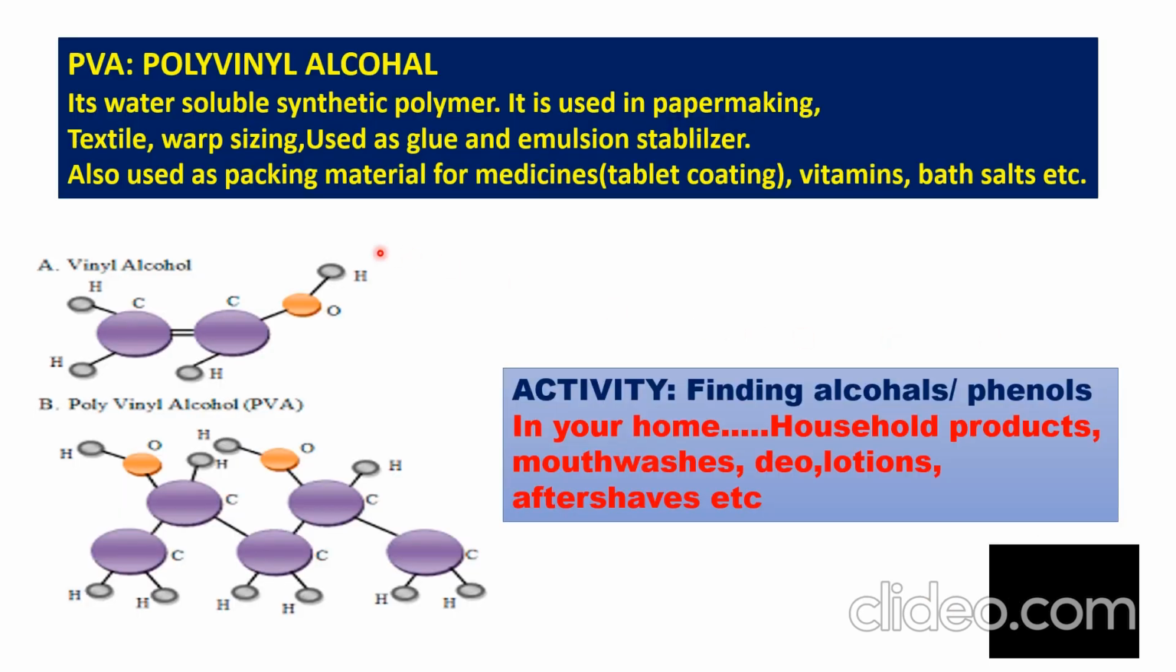Polyvinyl alcohol is a polymer of vinyl alcohol. It is a water-soluble synthetic polymer. It is used in paper making, textile warp sizing. It is used as a glue, also as an emulsion stabilizer. It is also used as a packing material for medicine, because of so many hydroxyl groups, the outer cover gets dissolved and the medicine is released.